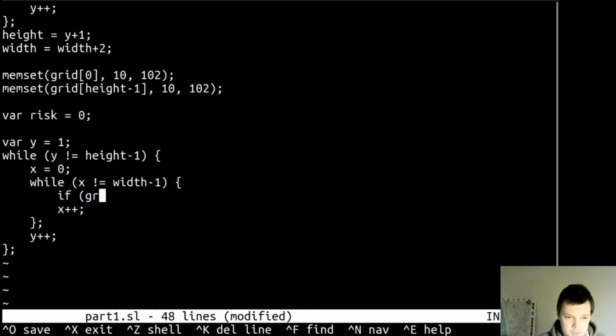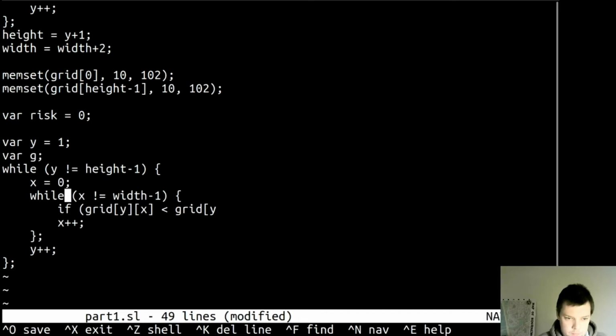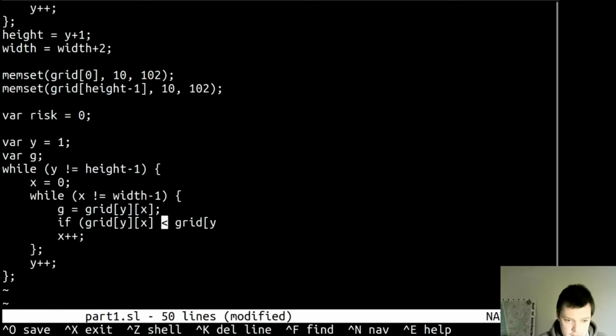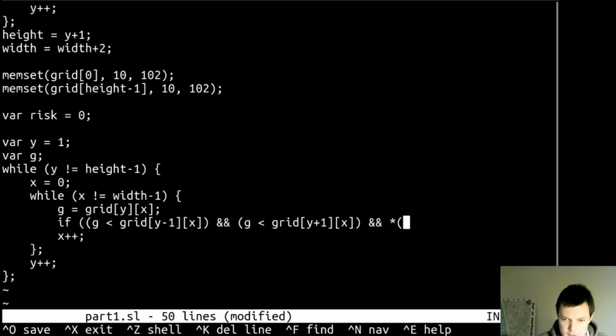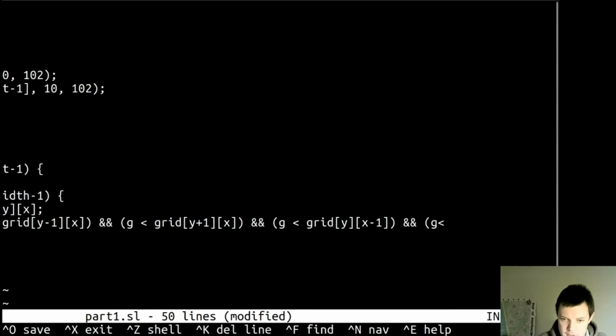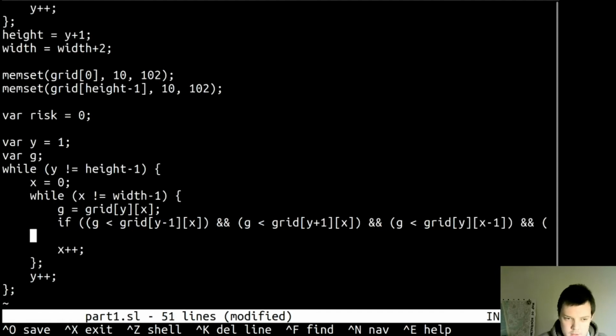So if grid yx is less than, we'll say g is grid yx, and then if g is less than grid y minus 1 x and g is less than grid y plus 1 x and g is less than grid y x minus 1 and g is less than grid y x plus 1, then risk equals risk plus g plus 1.